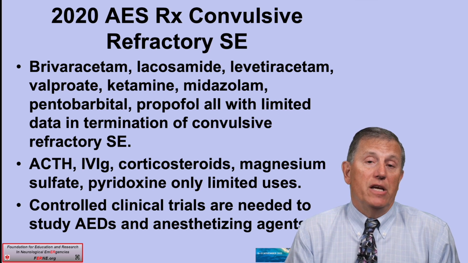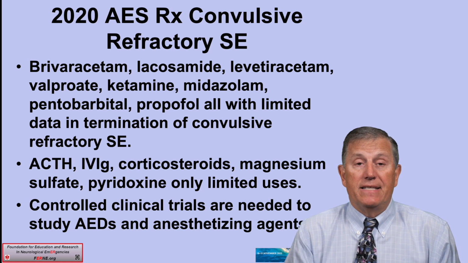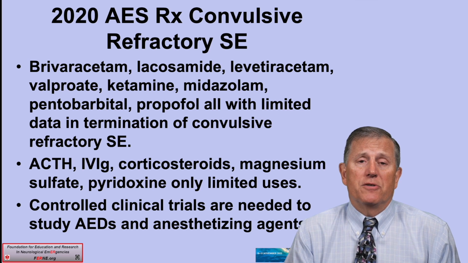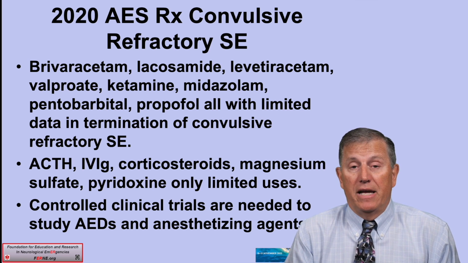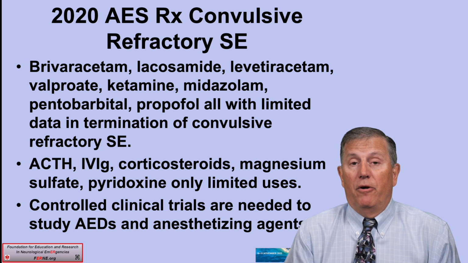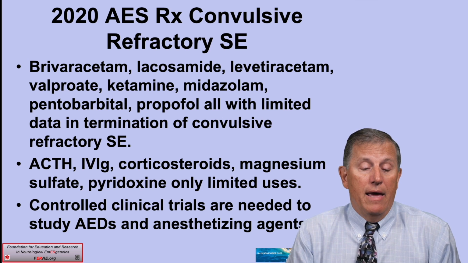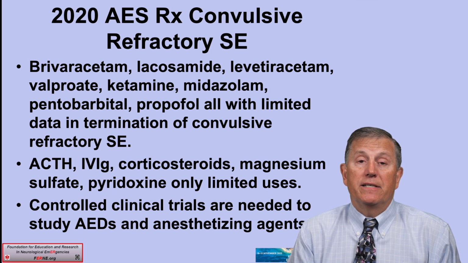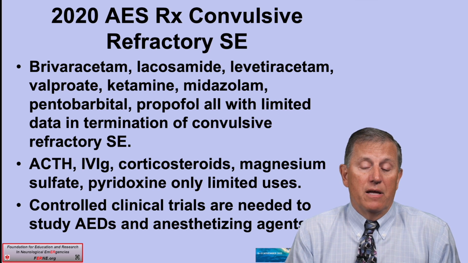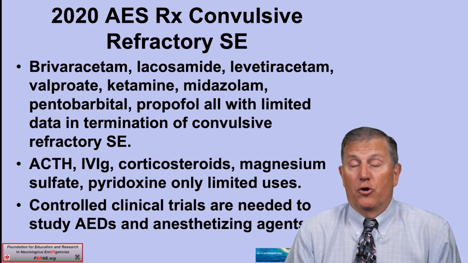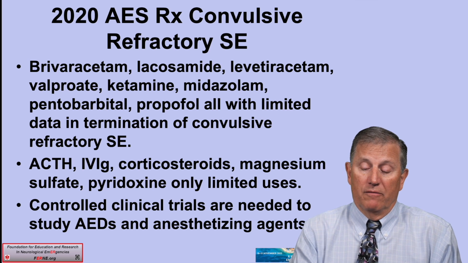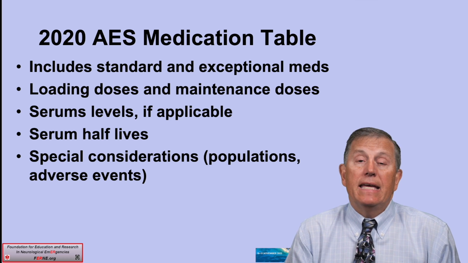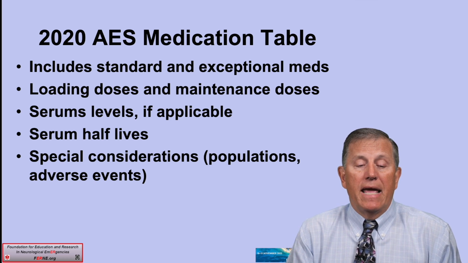ACTH, IVIG, corticosteroids, magnesium sulfate, and pyridoxine have only been used in limited circumstances and do not have clinical data that would suggest their superiority to any other medications. And again, this publication suggests that controlled clinical trials are needed to study the anti-epileptic drugs and anesthetizing agents that could optimally treat refractory convulsive status epilepticus. In this 2020 AES publication, there is a medication table.